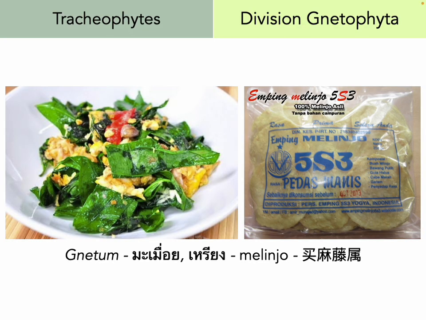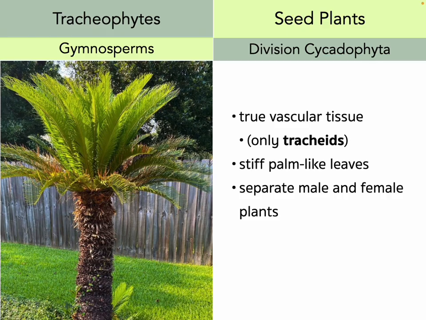I only see them around here as a dish. You can go order them around here. But this one you see a lot more often. This is the division Cycadophyta. The common name is cycad, or some people call them sago palm.